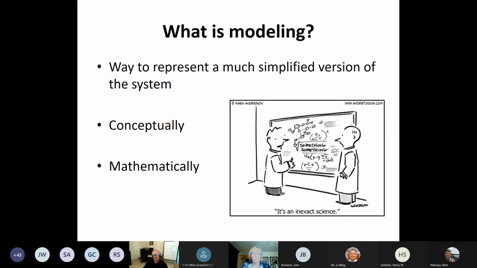So if you really step back, what is modeling, right? Well, it's a way to look at a much simplified version of the real system, right? And we all do conceptual models, whether we realize it or not. The Delta is lucky, and it has formal conceptual models that people invested a lot in that are very handy. And then there's the mathematical ones, and the mathematical ones are an inexact science, as many people know. It doesn't mean it's not robust. It means that there's judgment involved, and that needs to be tested.